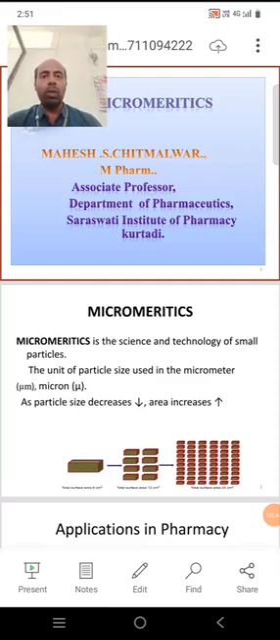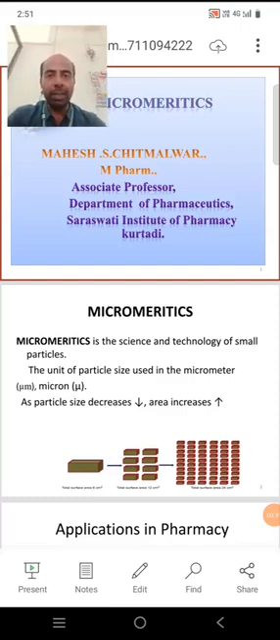Today's lecture is on Micromeritics. What do you mean by Micromeritics? What is the importance of Micromeritics? Why study Micromeritics in pharmaceutics? Whatever questions you have about Micromeritics, we will resolve them.